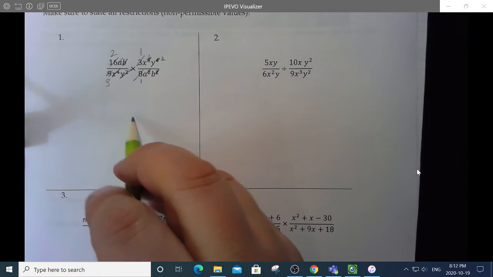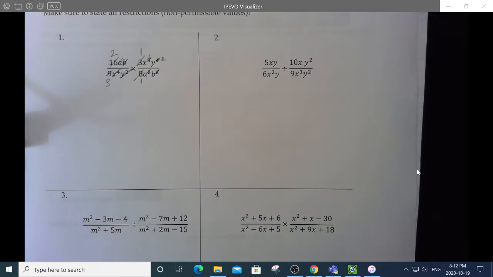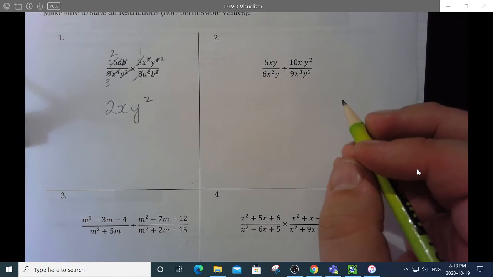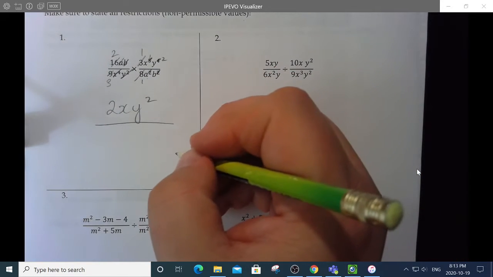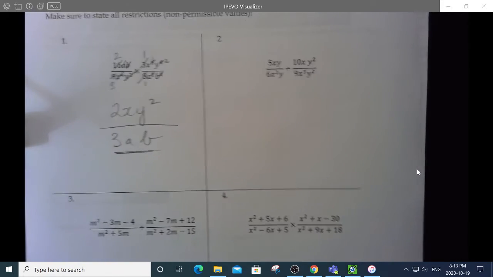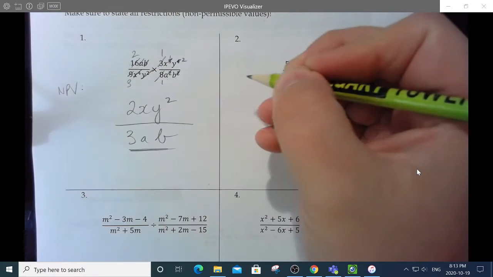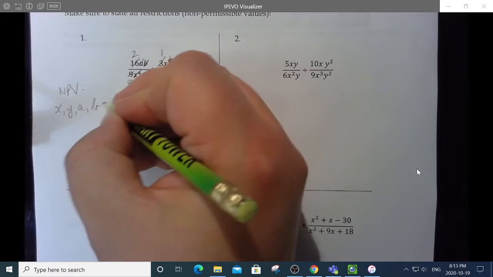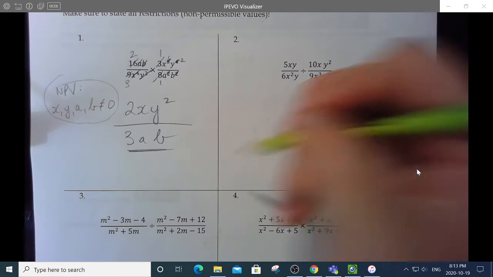So what's left here? I have 2 times, well, that doesn't look like much, right? But there's still a y squared, and there's an x too. There's 2xy squared. And on the bottom, I have 3 and an a and a b. There we have it. Oh yeah, non-permissible values. These ones are easy. Basically, x, y, a, and b can't be 0, because you'd be dividing by 0.